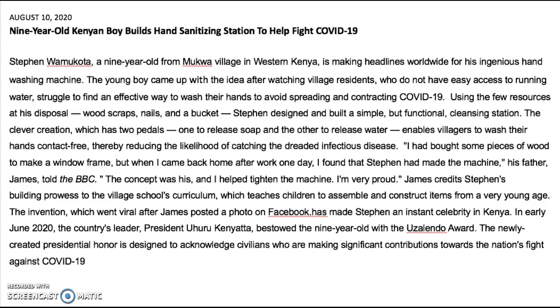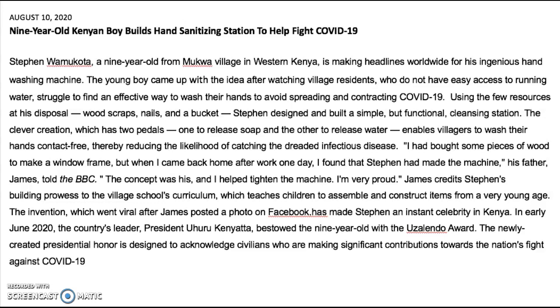August 10th, 2020. 9-year-old Kenyan boy builds hand sanitizing station to help fight COVID-19. Stephen Wamukota, a 9-year-old from Mukwa village in western Kenya, is making headlines worldwide for his ingenious hand-washing machine. The young boy came up with the idea after watching village residents who do not have easy access to running water struggle to find an effective way to wash their hands to avoid spreading and contracting COVID-19.